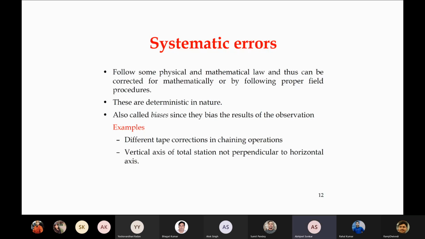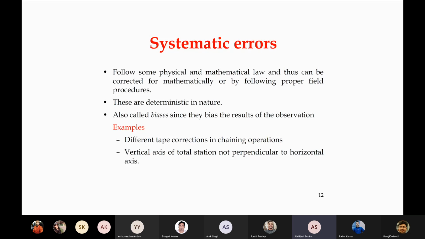What do you mean by deterministic? First, my question: what is deterministic? A definite value can be known. Very good answer. A single value. A definite value means a single value would be there. There would be no chance of giving a range of values, multiple values. Deterministic means you will have a single value. Tell me your question.